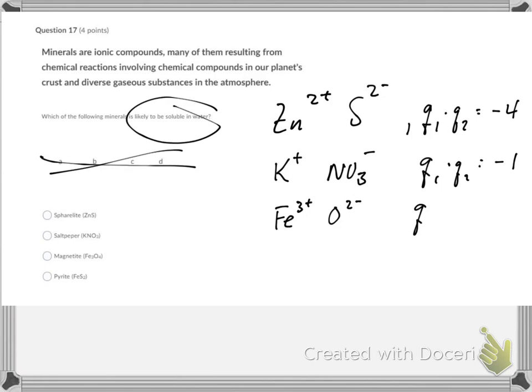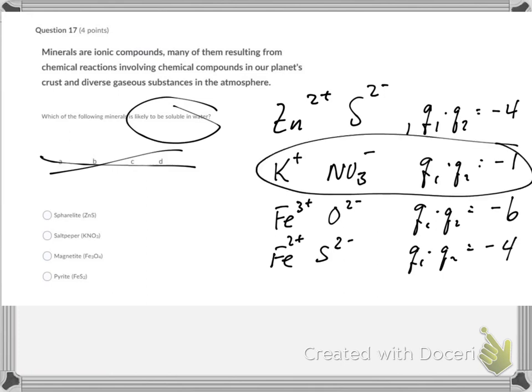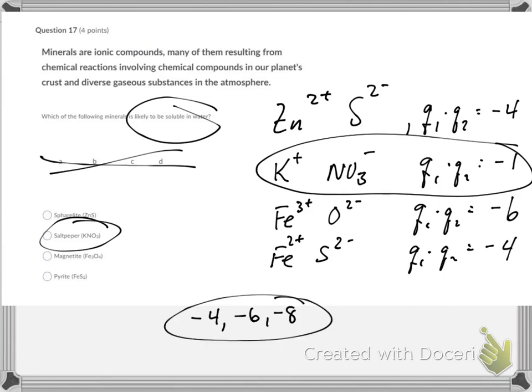Iron oxide, Fe3O4, is going to be +3, -2 for now. It's actually a little bit more complicated than that because there's 2 different iron in there, but in general let's say it's -6. Iron sulfide is -4, but the main thing here is the only one that would be expected to be soluble is potassium nitrate with a -1. We'd expect all substances with Q1 times Q2 of -4, -6, -8 to all be insoluble in water.